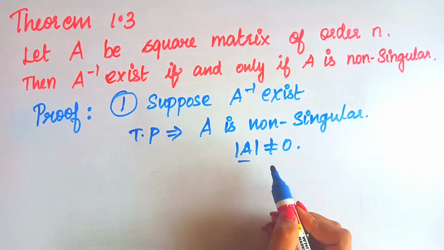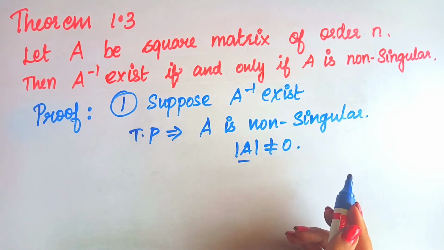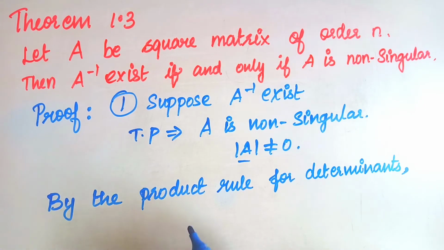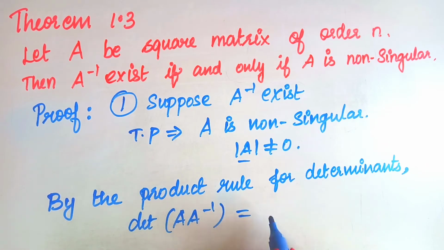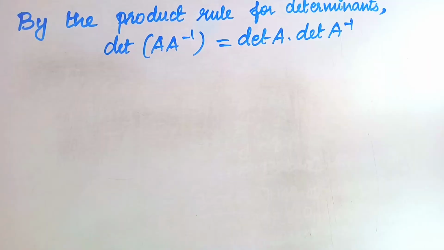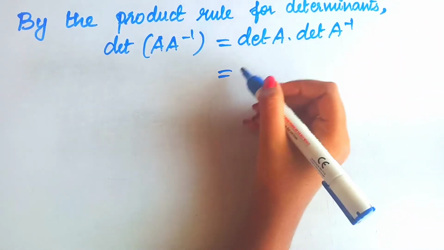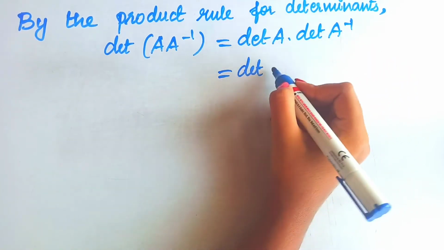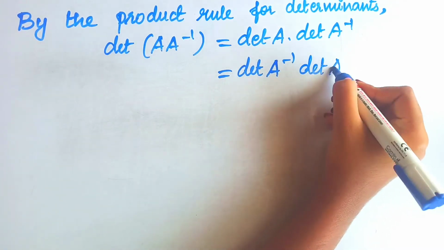So for getting this determinant of A, we are going to use a rule called the product rule for determinants. Therefore, by the product rule for determinants, determinant of A into A inverse. So this is the rule. I think you have studied this actually. So determinant of A into A inverse, we can multiply the determinants, so that you will get determinant of A into determinant of A inverse. Now let's change the position here, which is we can interchange determinant of A and determinant of A inverse.